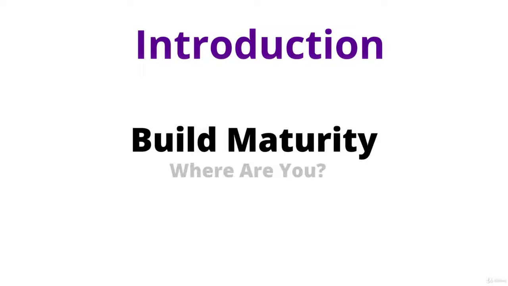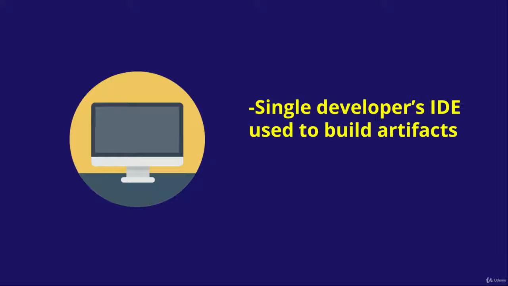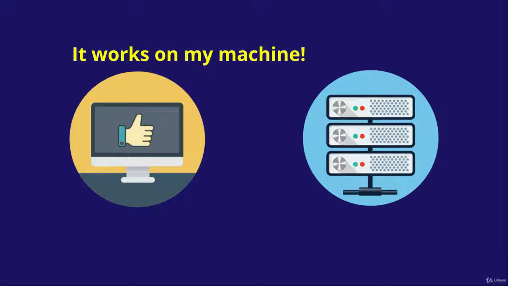Welcome. In this lecture, we are going to start the discussion about build maturity and then how to get to continuous integration. Most projects start off with very little in the way of a structured build process. Perhaps relying upon a single developer's integrated development environment, or IDE, to generate the deployment artifact or resources needed to be placed into production manually. For all practical purposes, there really isn't a build process, or it's very manual. This often leads to the dreaded "it works on my machine" dilemma, especially if it doesn't work in production.